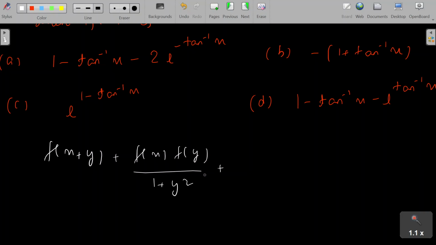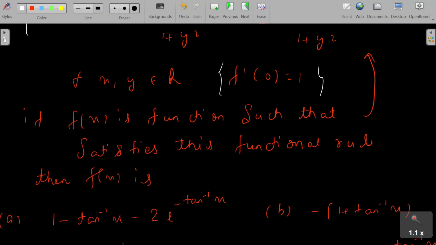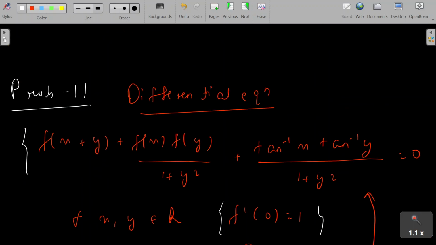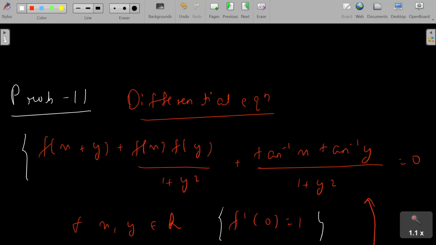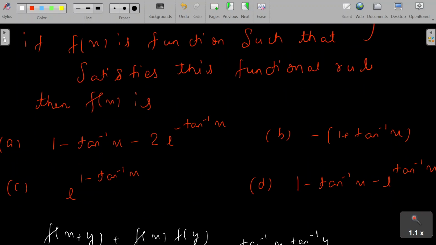1 plus y square, plus f(x)f(y) by 1 plus y square, plus tan inverse x tan inverse y over 1 plus y square, okay, by 1 plus y square equal to 0.